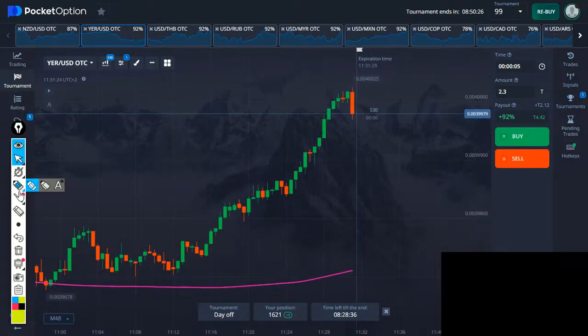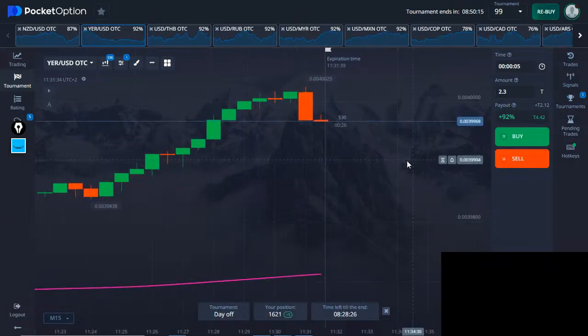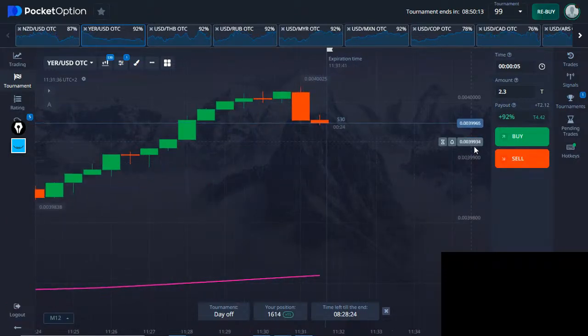Now this might be doing a retracement to go back up, or this might be a long term switch to the downside. So we have red. We don't do anything.